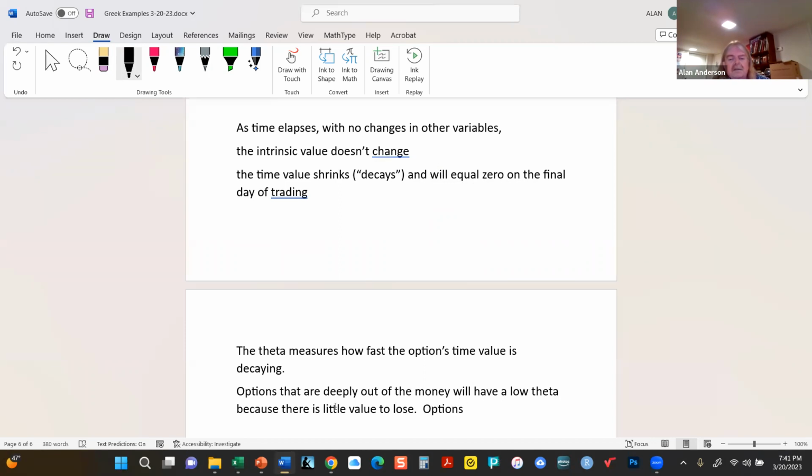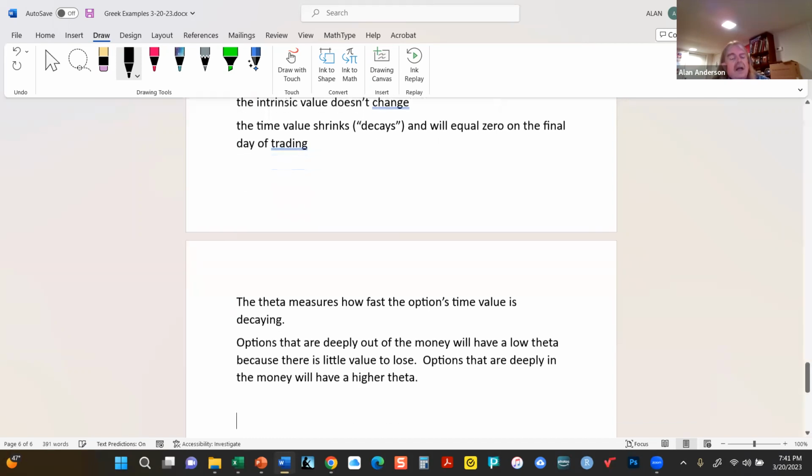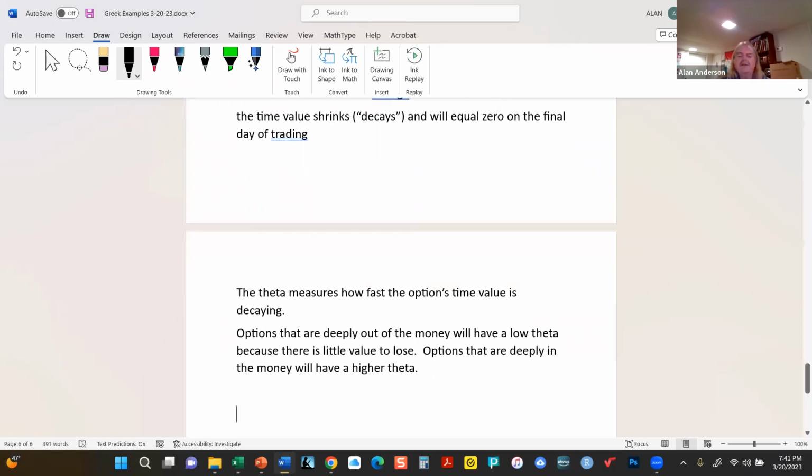Options that are deeply in the money will have a higher theta. But it actually will behave differently than you might imagine. It turns out, though, that the highest thetas are actually those at the money options. That's where the time decay is the fastest, because most of the value is the time value.